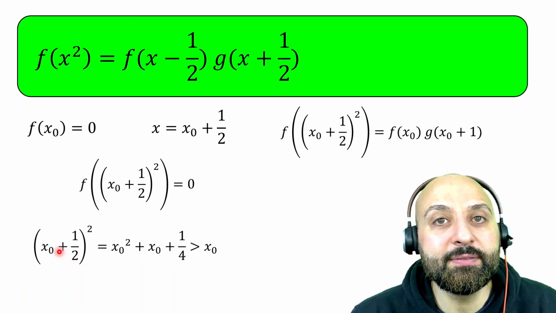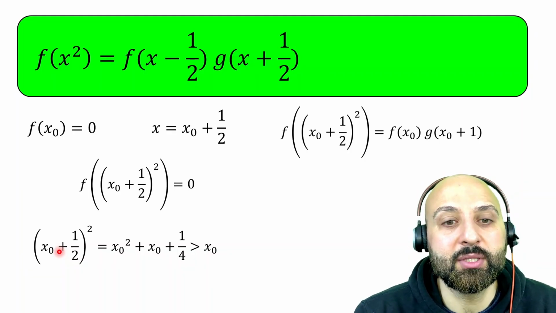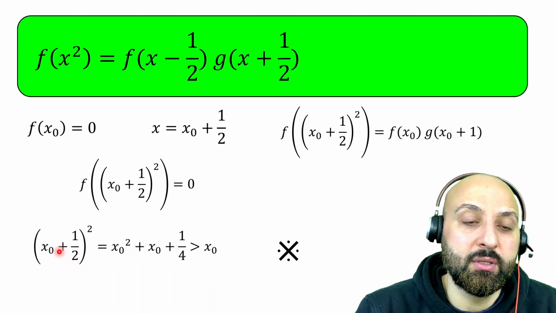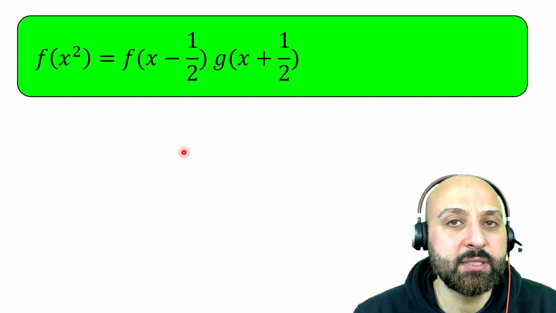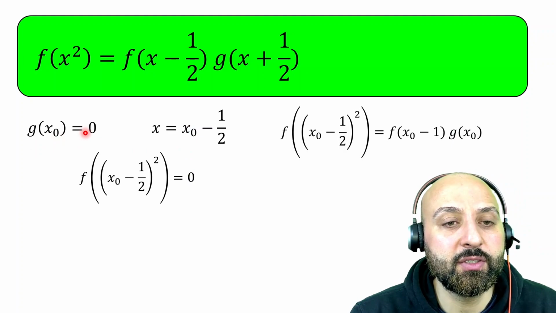Therefore, we conclude that f(x) has to have an infinite number of roots. And obviously, this is impossible. Therefore, we cannot have any root for f(x). In the same way, we can assume that g(x) has a root, x0. Okay, g(x0) is equal to 0.